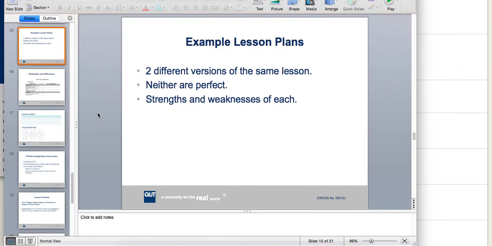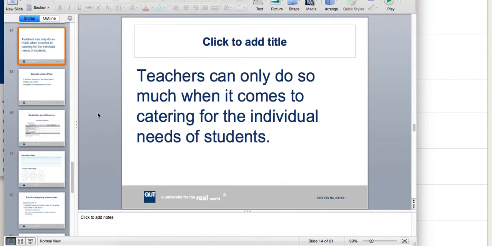Okay, so that's sort of the first part of the workshop, looking at how we can introduce new text to students and get them thinking about what they're reading.